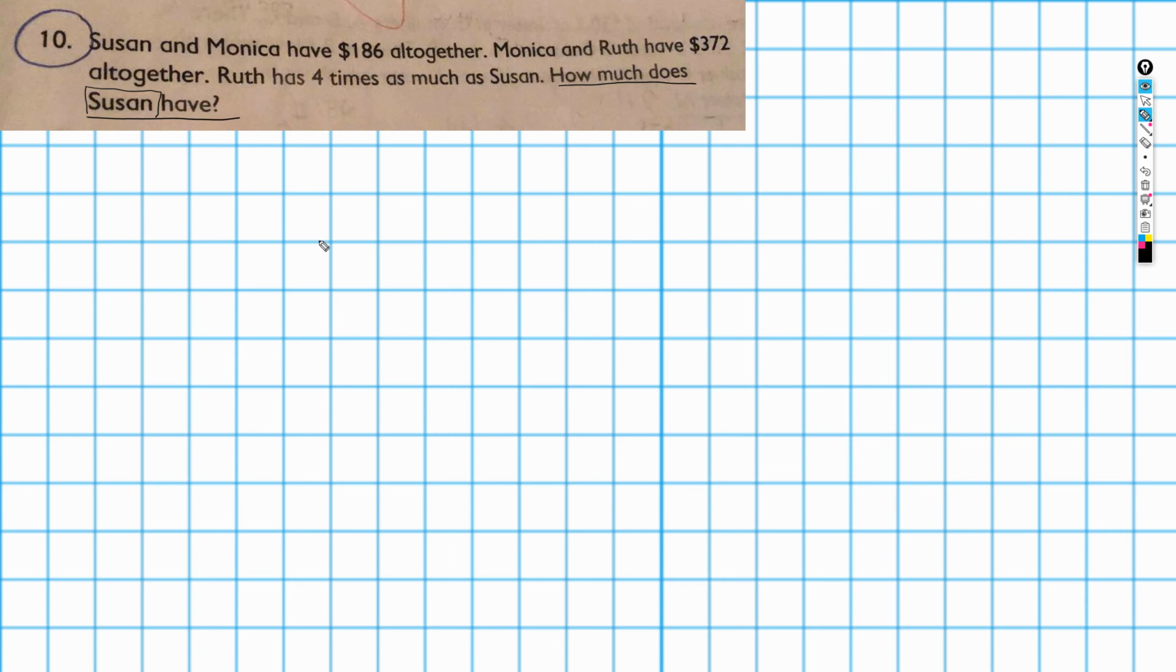I thought, that's what I want: I wanted to have Susan and then Monica and then Ruth. I thought I'd do them in that order because I've got an amount for Susan and Monica and an amount for Monica and Ruth. And in fact, we could just draw that in there. So we could go like that. I know that that's going to be 186. And I knew then that that was going to be 372. Now, clearly the difference here is going to be important. But this is how I started drawing it.